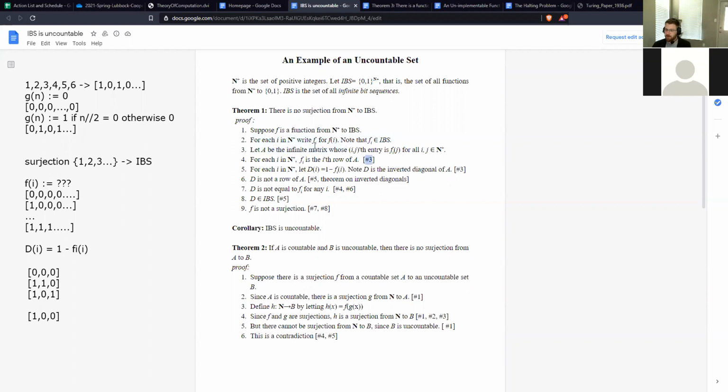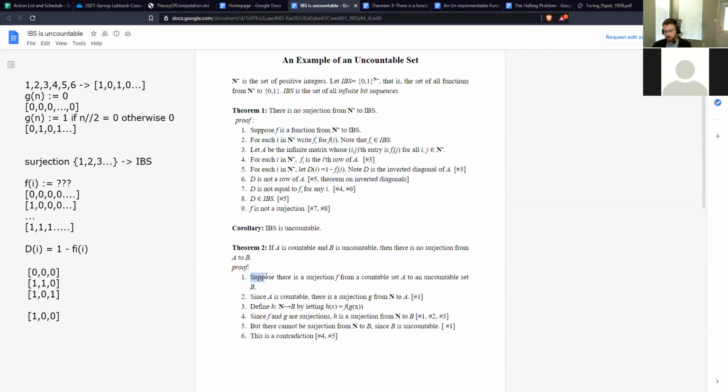Number 3 says, let A be some infinite matrix whose entries are from here. For each entry in the positive integers, F is the ith row of A. I know that because of number 3 and what the integers are. As long as I don't do anything wrong when I go from step to step, and I get to the last step and I come to a contradiction like 0 equals 1, well, I didn't do anything wrong. I didn't make any mistakes. So the only thing that could have happened was that the very first step, the supposition, is wrong.